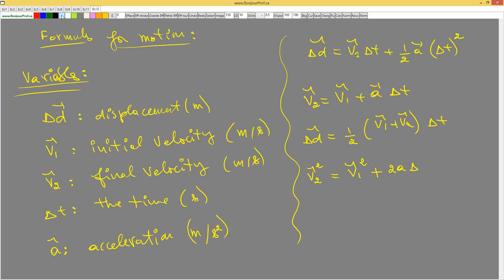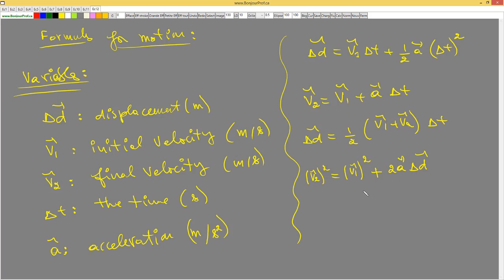Yeah, you can put it in brackets. V2 squared equal V1 squared plus 2A delta D. Good, but not delta T, delta D, displacement. That's it. You have the four formulas that you have here.